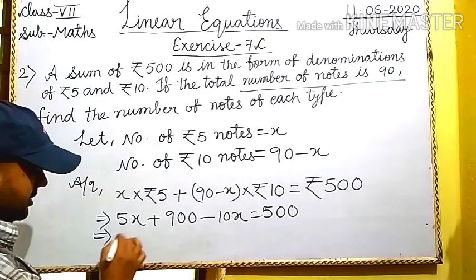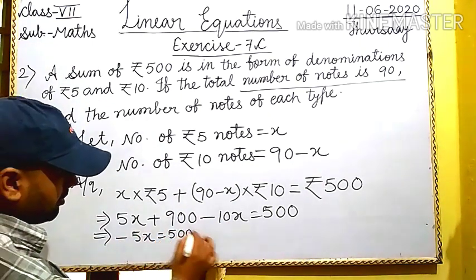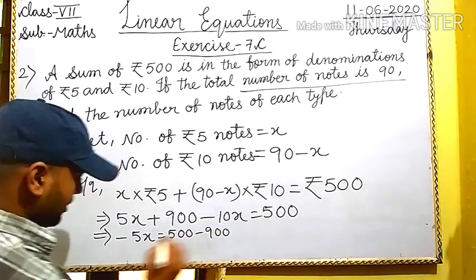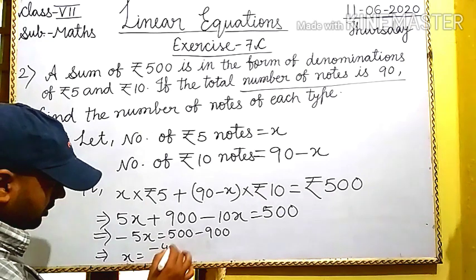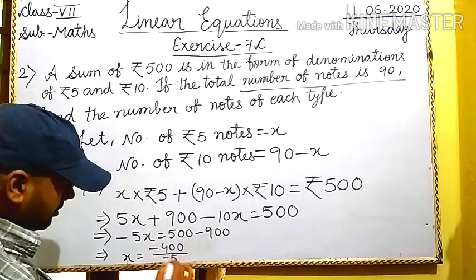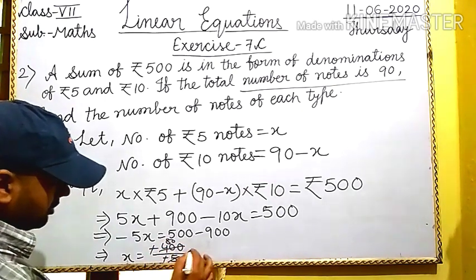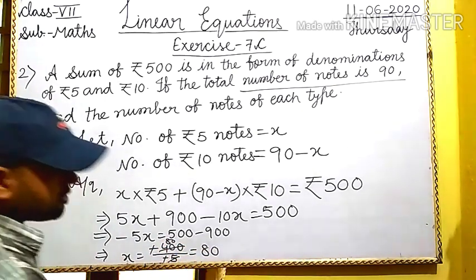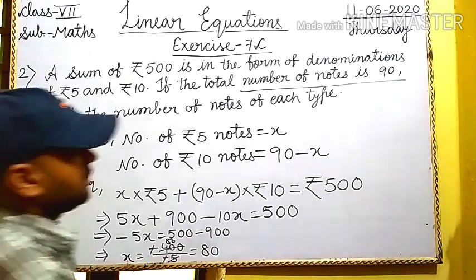5x minus 10x, we get minus 5x, equals 500 minus 900. Therefore, x is equal to minus 400 upon minus 5. Minus cancel out. 5 8s are 40, 0. We lastly get x is equal to 80. Is it clear?